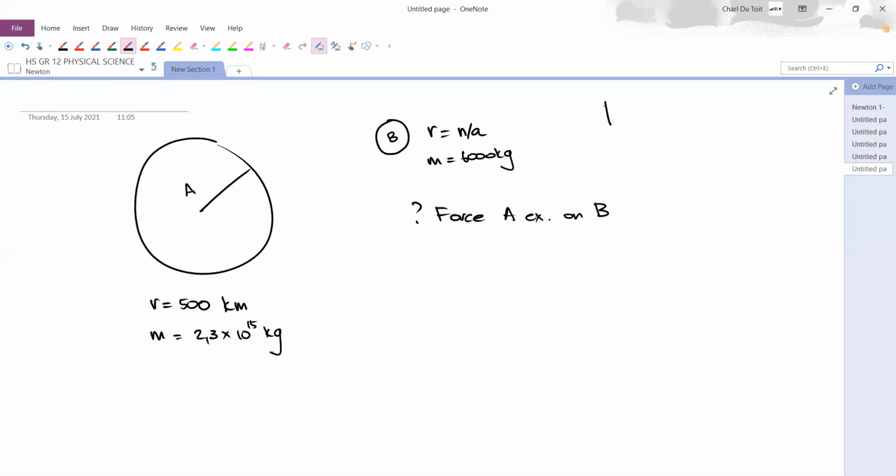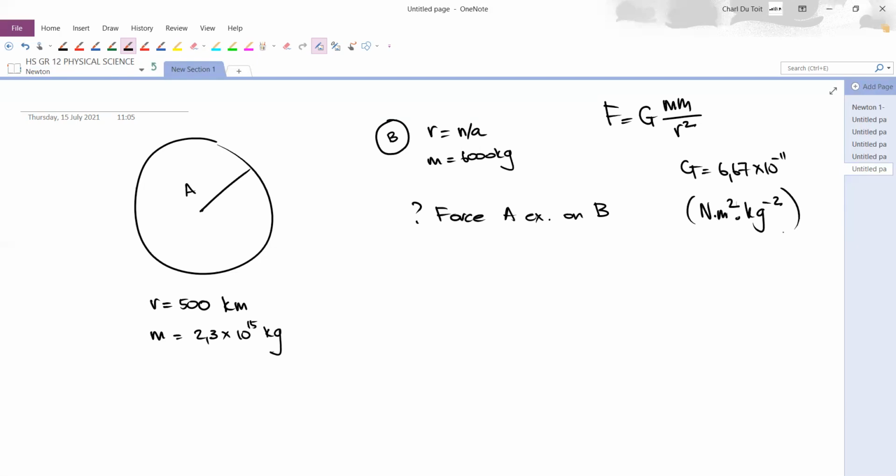Remember that formula. F equals G M over R squared. And G is a constant. G is 6.67 times 10 to the power of minus 11. And that is in Newton times meter square times kilogram to the power of minus 2. So that gives away all your units. In other words, I'm not allowed to work in kilometers. I must work in meter.